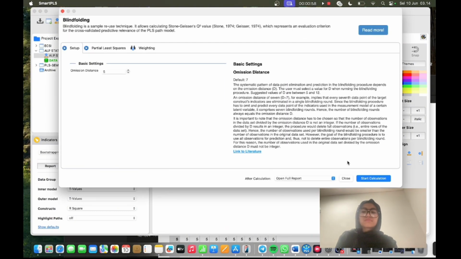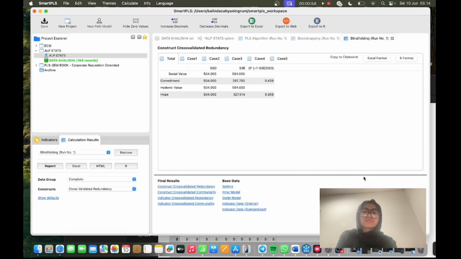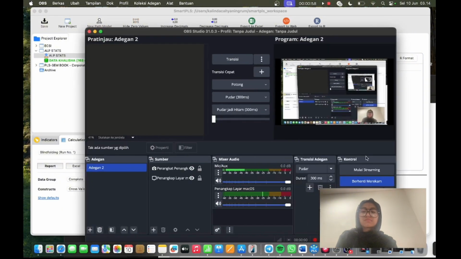Finally, we will do a Q-square test, or blindfolding, to find out the predictive relevance. We click blindfolding, then we select construct cross-validated communality. Here we can see that in Q square all variables have a value above 0, which means that it shows good predictive relevance.